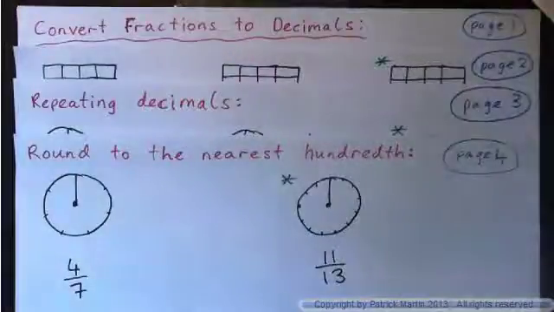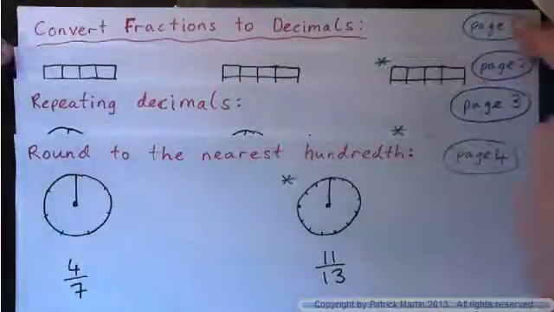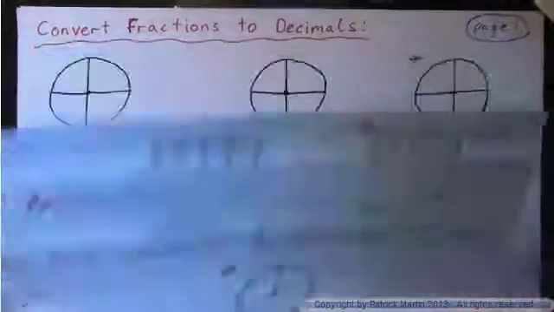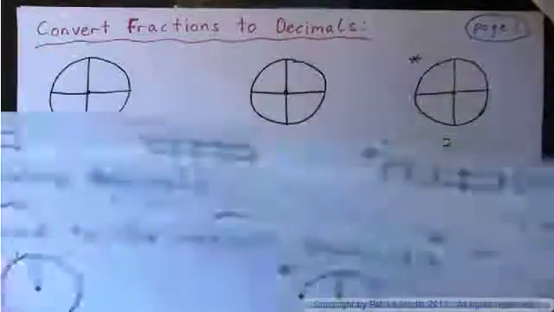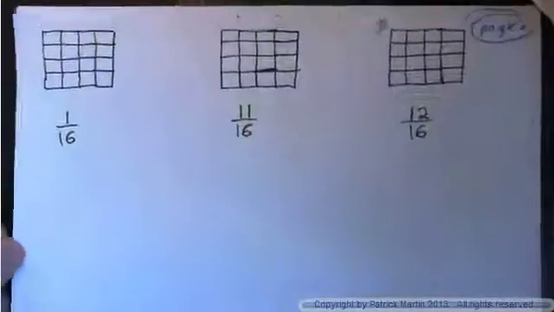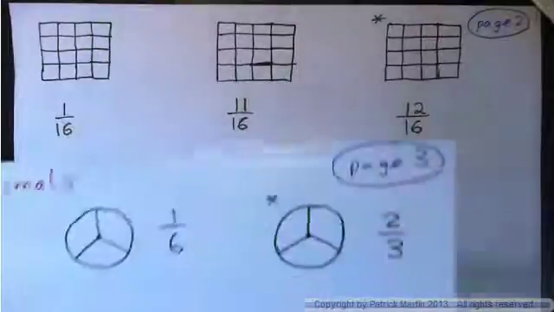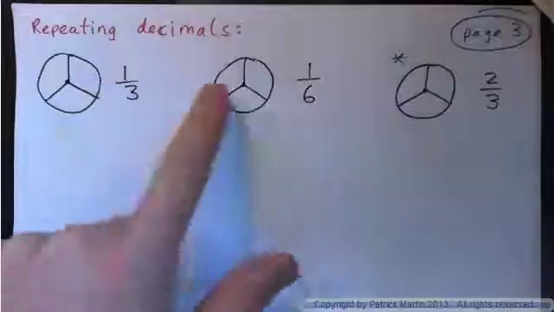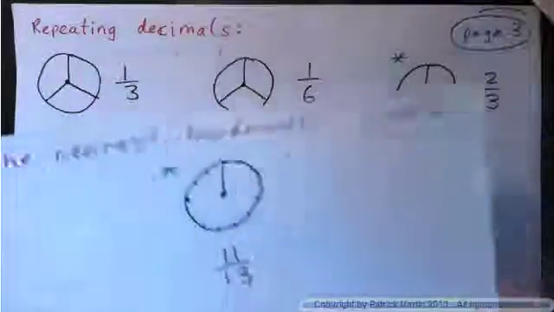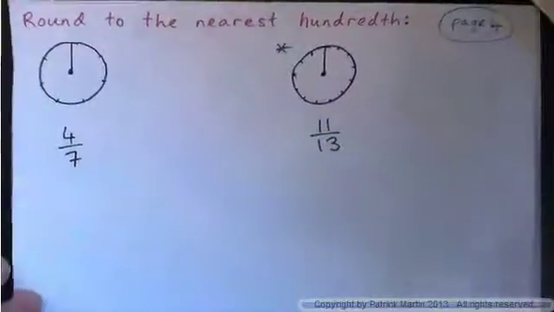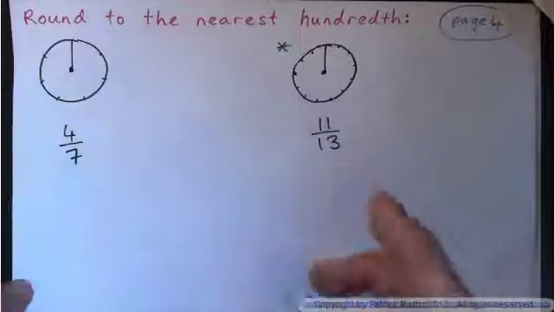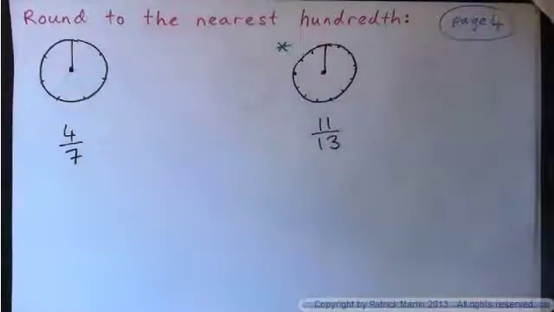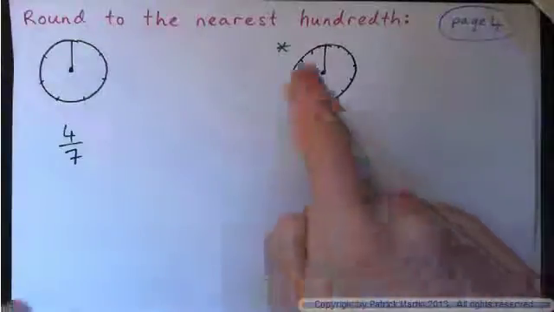In this video we're going to convert fractions to decimals. We'll have 4 pages. Page 1, quarters. Page 2, we'll look at sixteenths. Page 3, we'll look at thirds and sixths, and these will have repeating decimals. And on page 4 we'll look at sevenths and 13ths, and these will have kind of never-ending decimals that we'll have to round to the nearest hundredth.